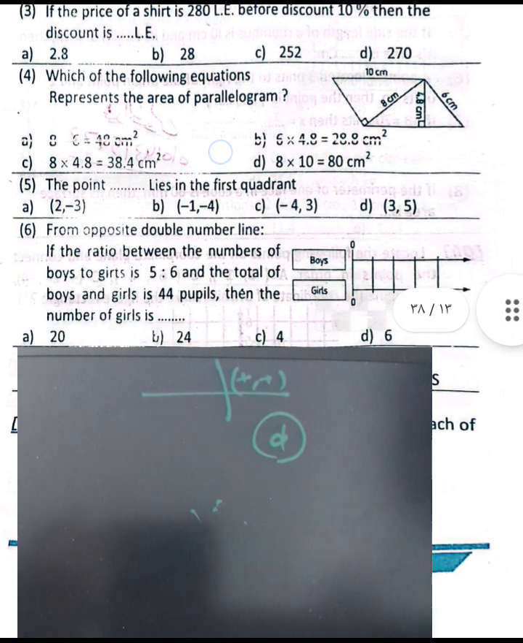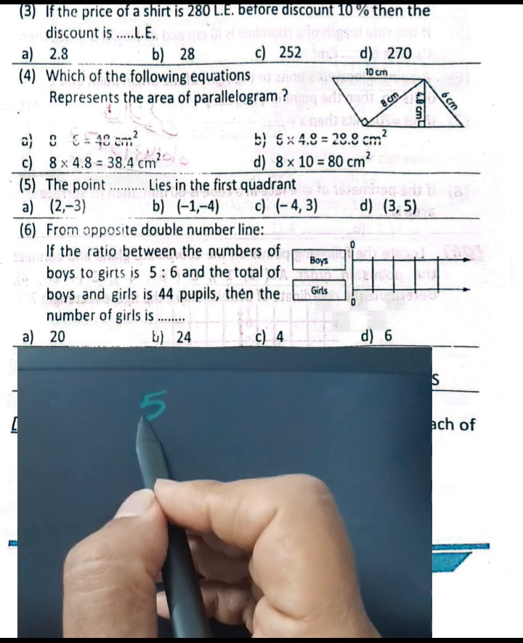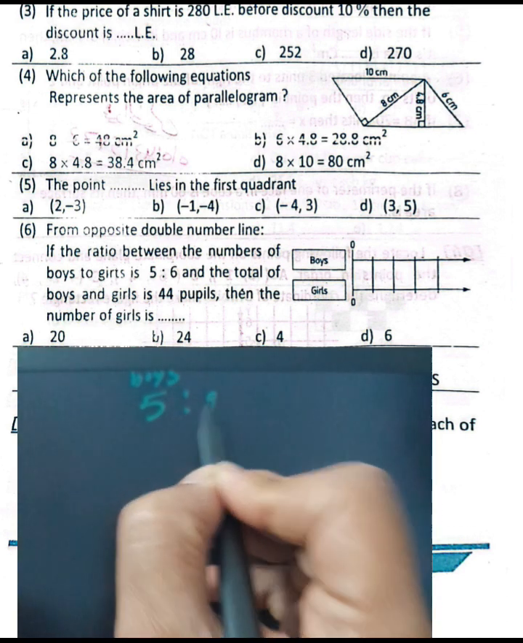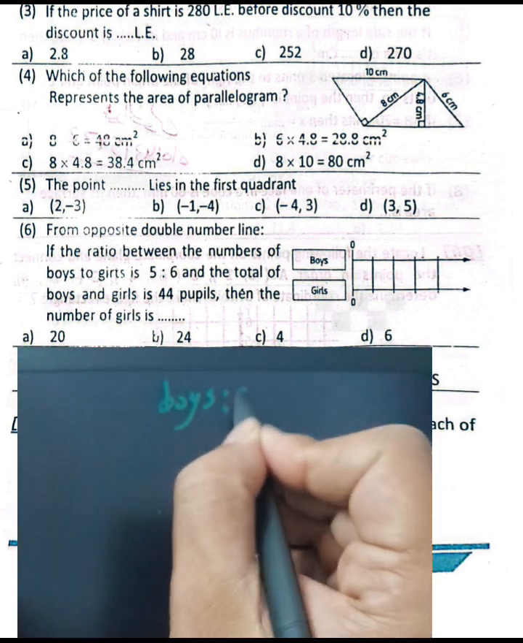He gives us here the double number line, and the ratio between two numbers is 5 to 6, and the total boys and girls is 44 pupils. Then the number of girls will be what? We have the ratio between the number of boys to girls, boys to girls.